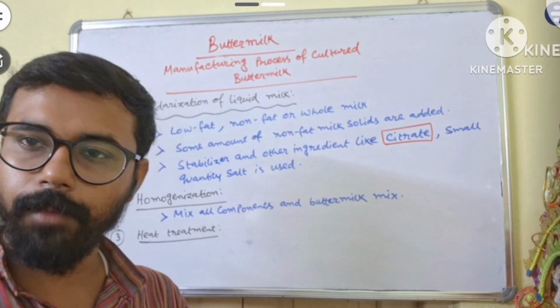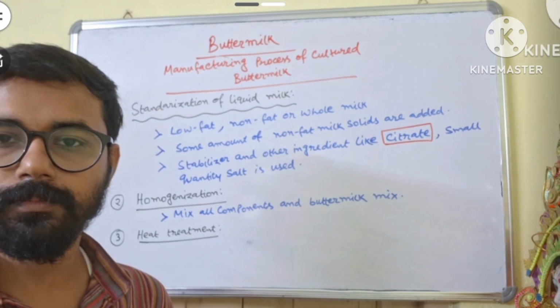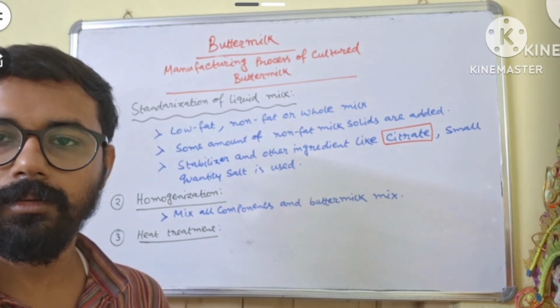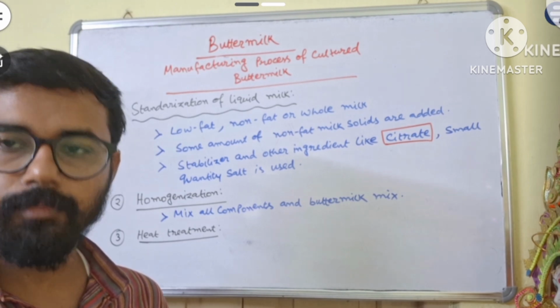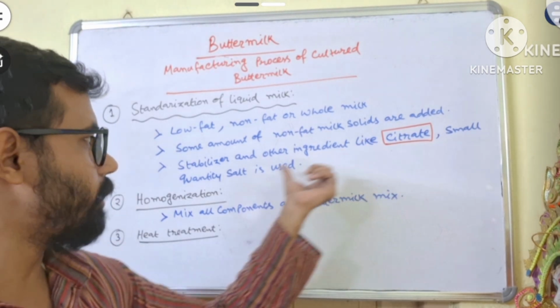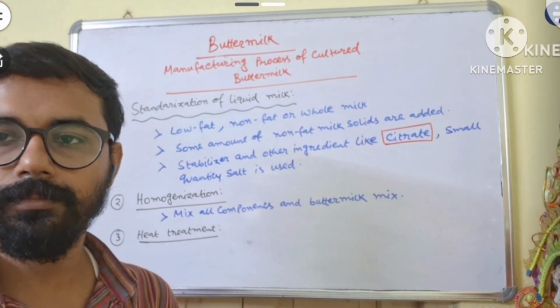That means it's going to ferment and produce buttermilk. That's why it is called buttermilk mix. So every drop of the milk contains the same amount of nutrients, the same amount of citrate, the same amount of salt. That's why proper mixing is needed.